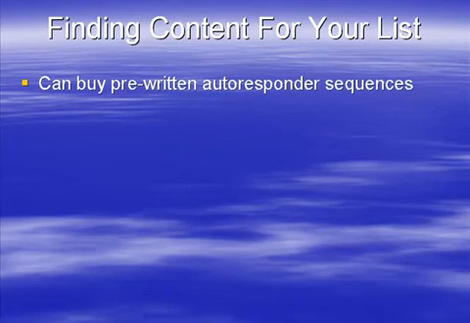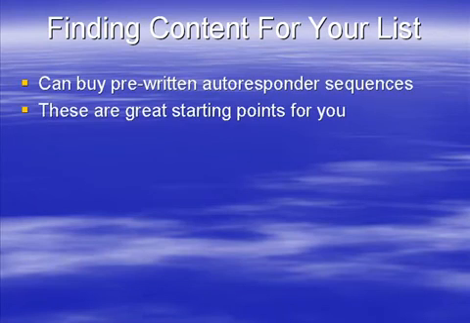Now, you can buy pre-written autoresponder sequences. I've found a number of people that will sell these, and you can get anything from 21 to 52 part courses. Now, these are okay for you to buy. They're very good starting points. I wouldn't really use them as is.